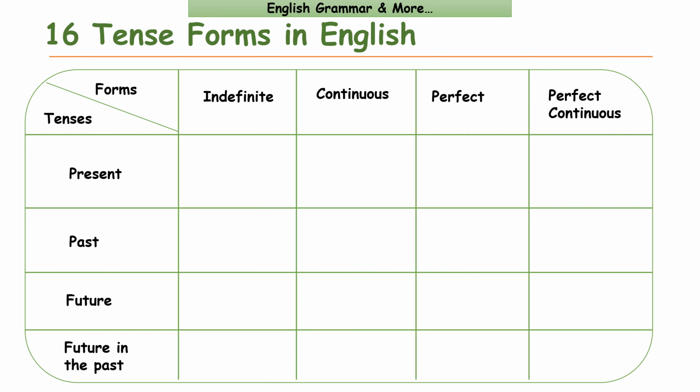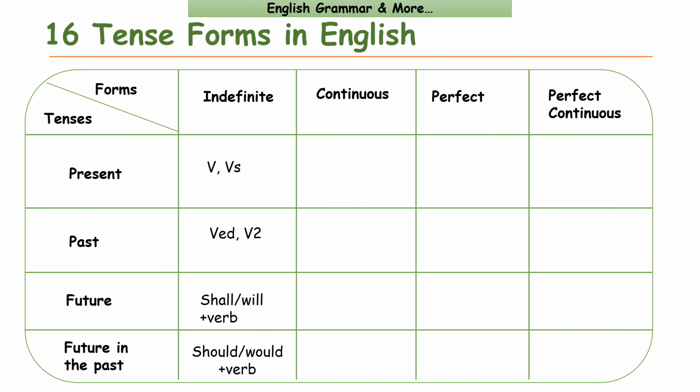Now, the formula for indefinite tense forms for present indefinite would be verb or verb s. For past indefinite, it would be verb ed or irregular past form of verb. For future indefinite, shall or will followed by a verb. For future in the past indefinite, should or would followed by a verb.